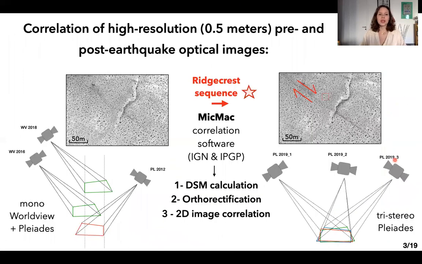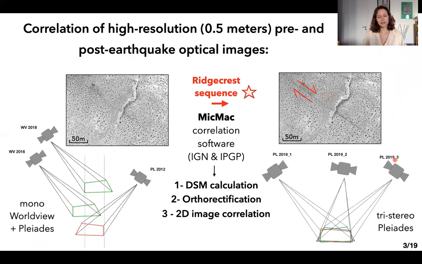To do so, we use the correlation of high-resolution optical images. All the images we use are at 0.5 meters ground resolution. We have a set of pre-earthquake and post-earthquake images composed of WorldView and Pleiades images. For both scenes, we have at least 2 or 3 images, so we are able to calculate a digital surface model and do the orthorectification of the images by ourselves. We do this work using the MicMac correlation software that is developed between IPGP and IGN in France.